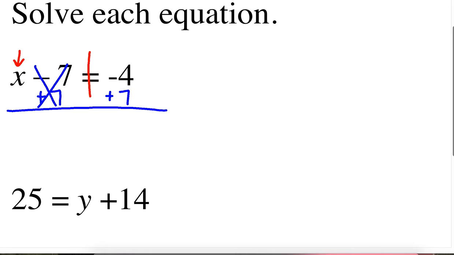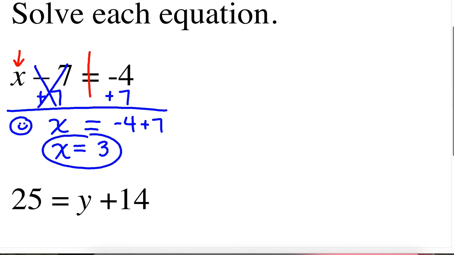On the left-hand side of the equal sign, all I have now is x. And he's alone, and he's happy. He says, thank you so much for moving that 7 away. But now on the right-hand side, you have a math problem to solve. You have to solve negative 4 plus 7. So if you're not good at that in your head, go ahead and use a calculator. -4 plus 7 gives you a +3.